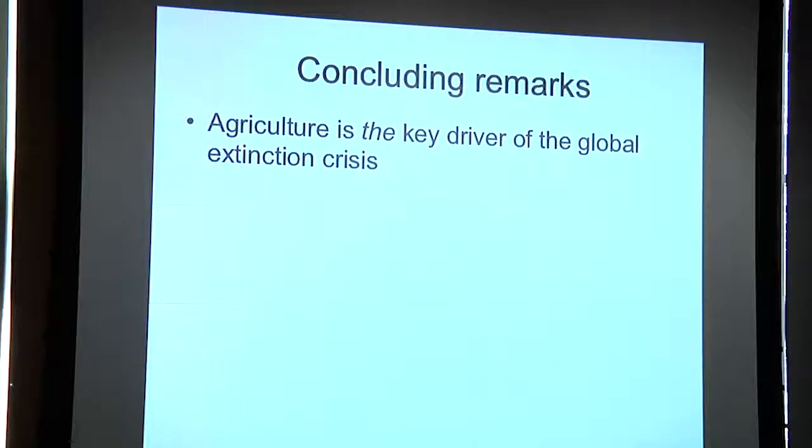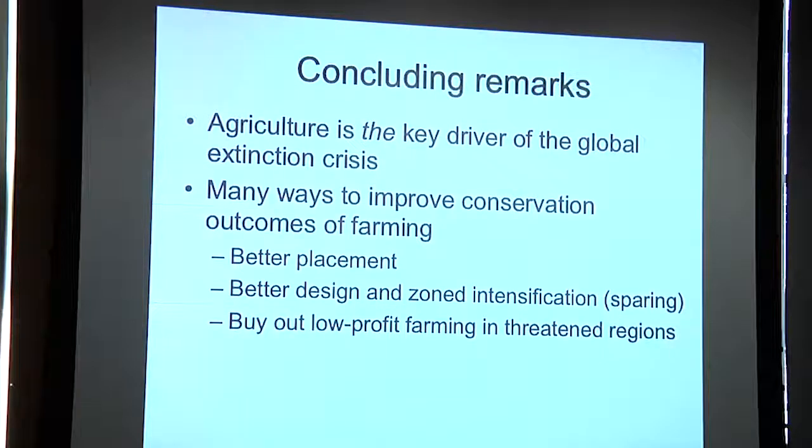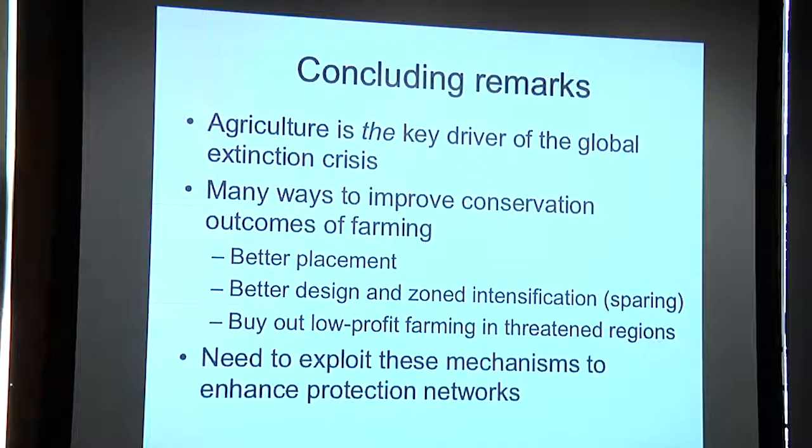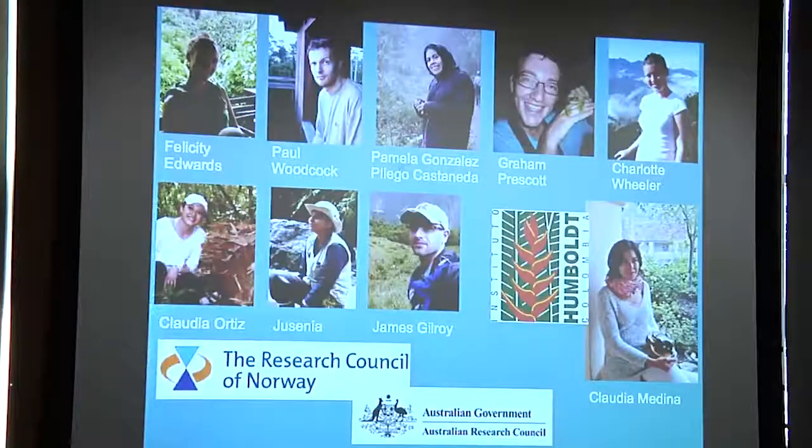Agriculture is the key driver of the global extinction crisis. There are many ways that we can improve our conservation outcomes in farmland. We could think about placing it better, we can design it better, and we can intensify, provided we have zoned areas for sparing, and we can buy out low-profit farmland in particularly conservation-threatened regions. So what we need to do is exploit these mechanisms far more effectively as we move forwards in enhancing our protection networks. I must thank all of these people, without whom none of that work would have happened.